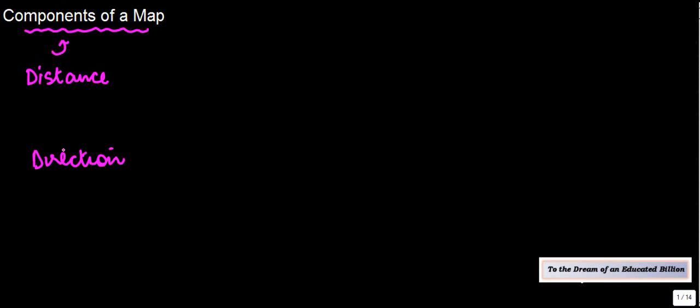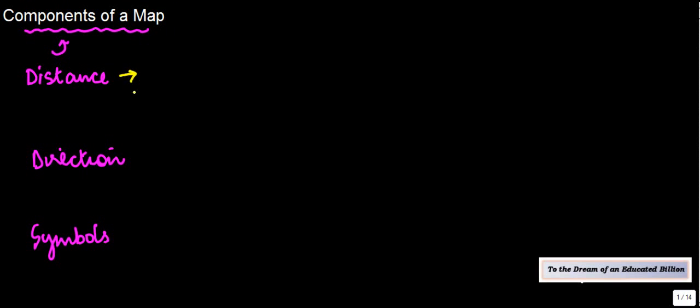Components of a map. Now, basically, whenever you look at a map, there are three important things which you should know, and these are called the components of a map. And these are distance, direction, and symbols. Let's take them one by one.